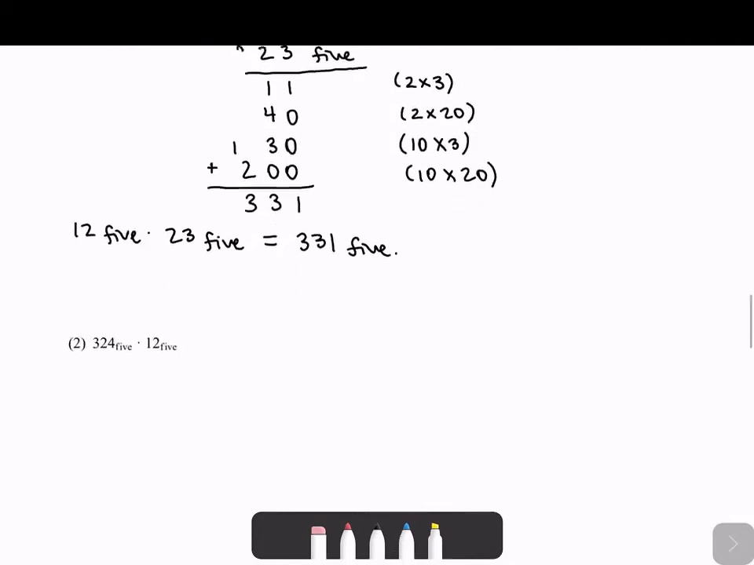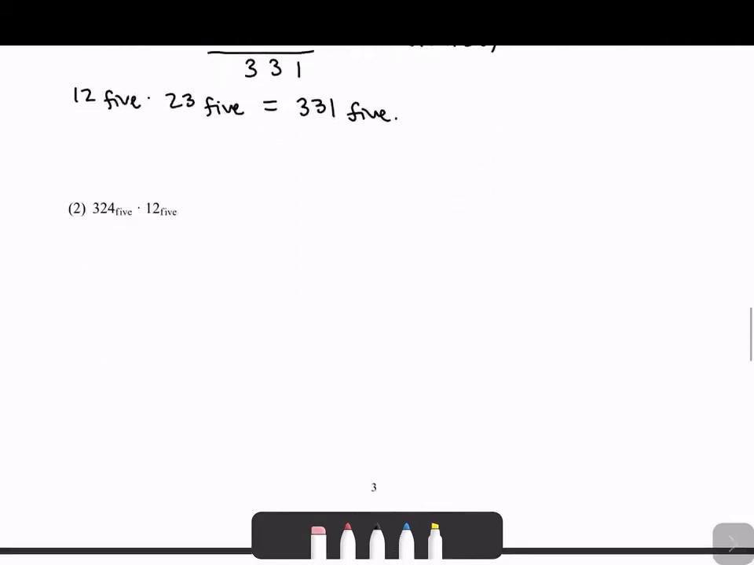So with our next example, we have 3 digits in the first number and 2 digits in the second number, so we're going to have 6 partial sums. So let's start. We have 3, 2, 4 base 5, and 1, 2 base 5. We're multiplying these together. I'm going to start with this 4.